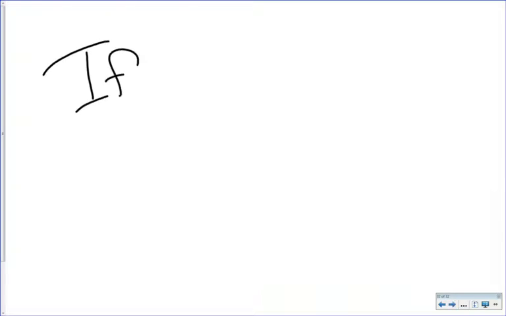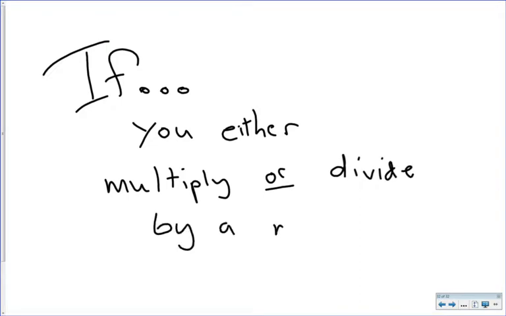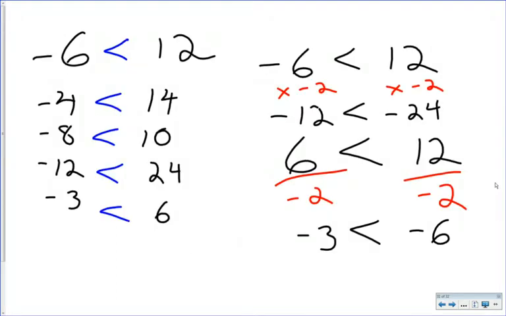If you either multiply or divide by a negative, that's the scenario. If at some point in your solving of the equation you do that, what do we have to do to make this true? Flip the sign. That's right. And here, flip the sign. So that's the rule. Everything else is the same.